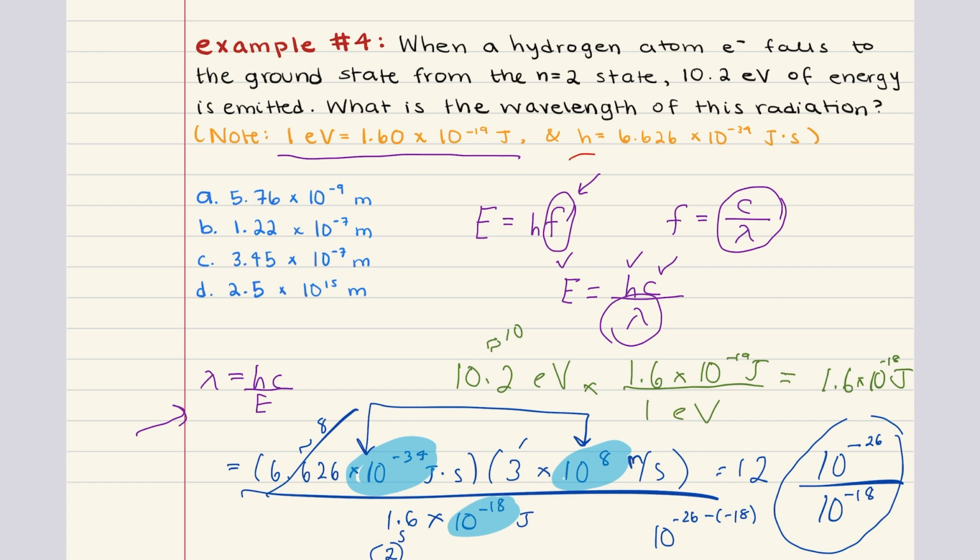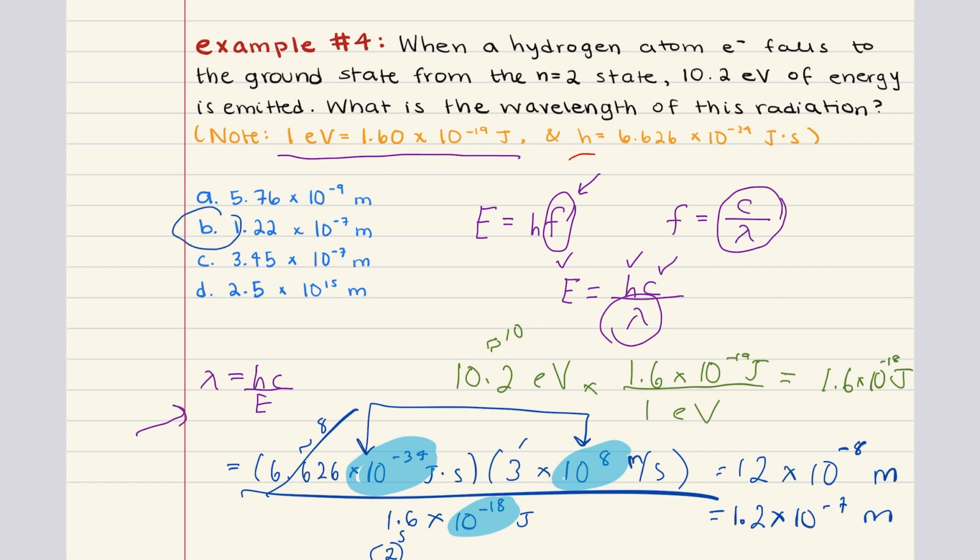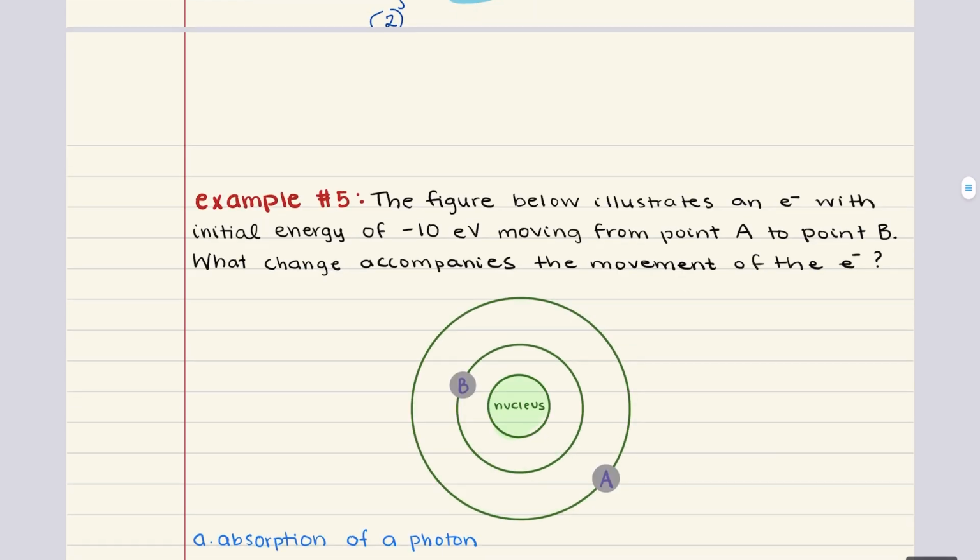So our answer here is 12 multiplied by 10 to the negative 8 meters. We can alternatively write this as 1.2 times 10 to the minus 7 meters. And this matches answer choice B very closely. So the correct answer for problem 4 is B. Let's move on to problem 5.